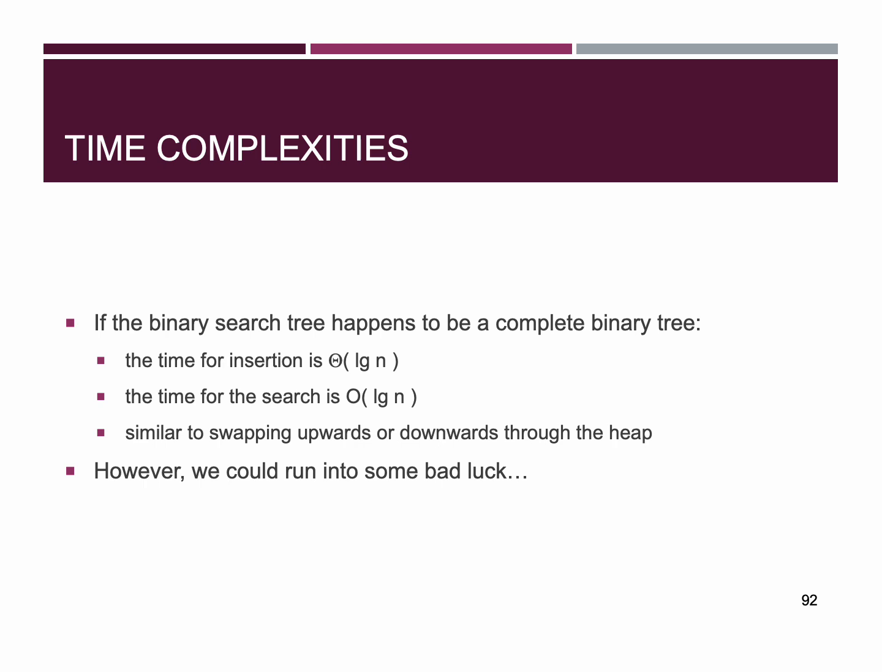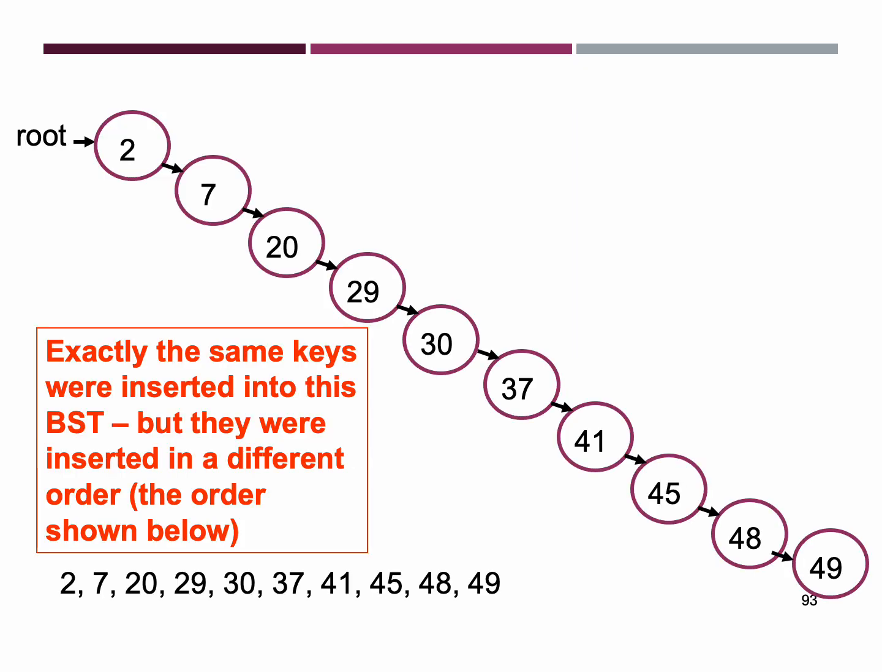Okay, so if the binary search tree happens to be a complete binary tree, the time for insertion is big O log n, theta log n, and the time for the search is big O log n, similar to swapping upwards or downwards through the heap. However, we could run into some bad luck, like sometimes it could be some peculiar type of tree which can consume more time than usual.